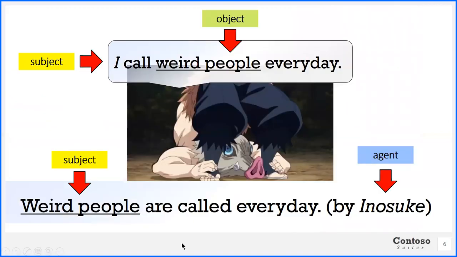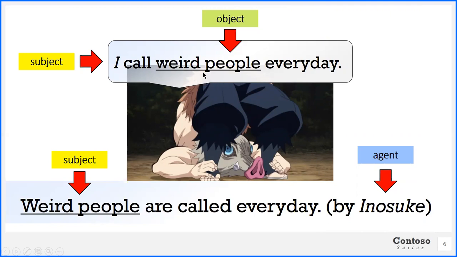Here we can analyze another example. Okay, so we have the active voice example on top. It says, I call weird people every day. Okay, so in this case, we need to break down this sentence. To make a passive sentence from an active one, we need to grab the object. That's right, we need forcibly an object to be able to make it into a passive sentence. So in this case, our object is weird people, and our subject is I. We don't really care for that I anymore. What we care for is weird people, which is our object.